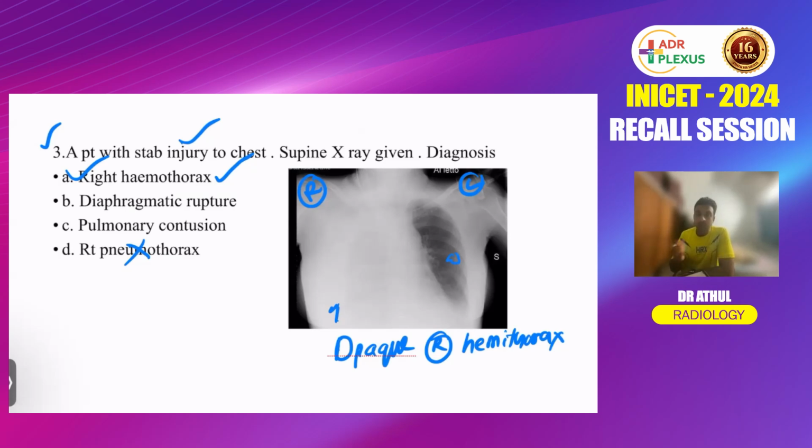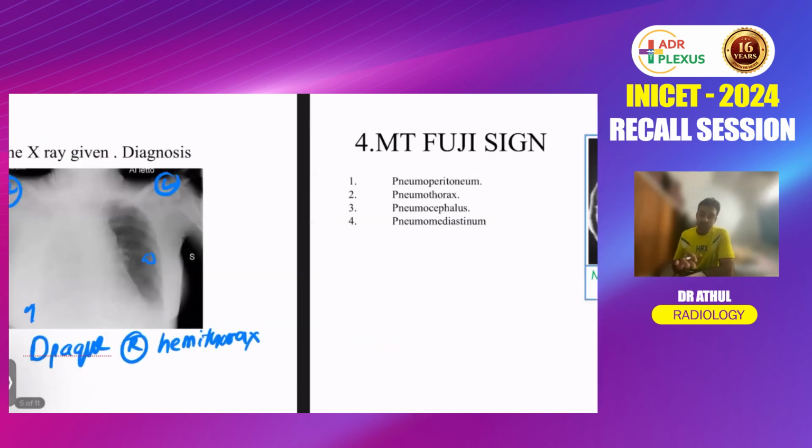Okay, so when you are seeing opaque right hemithorax, what you have to understand is that it is actually either fluid or blood filling one side. So this is a case of right hemothorax. So that was the third question.